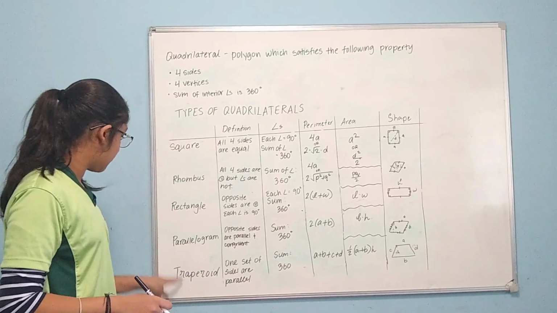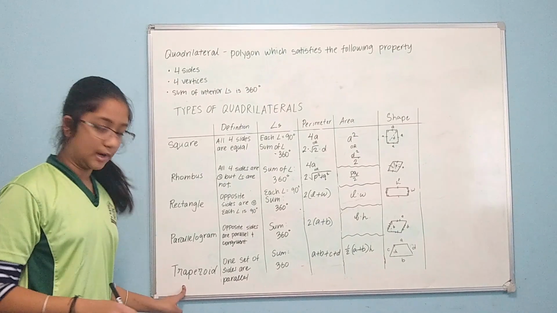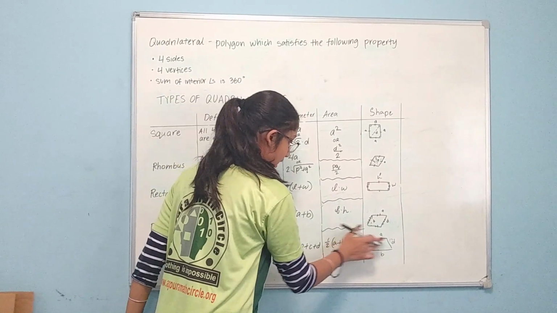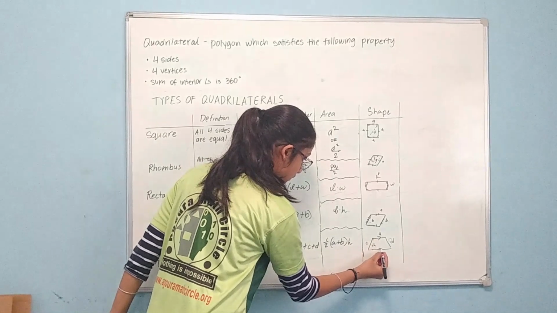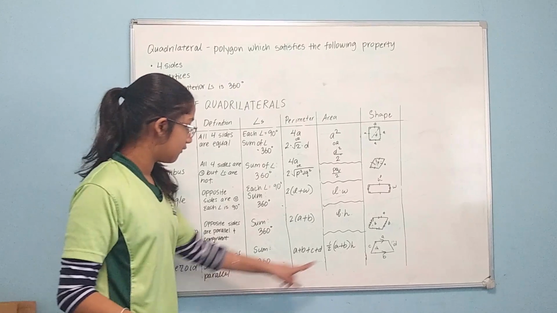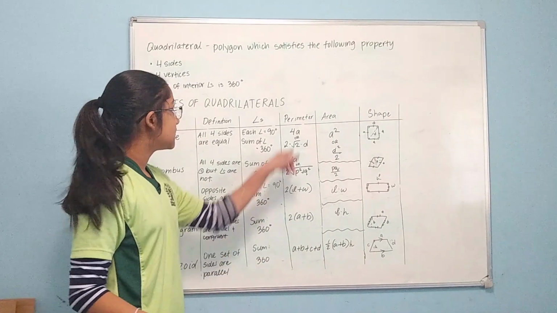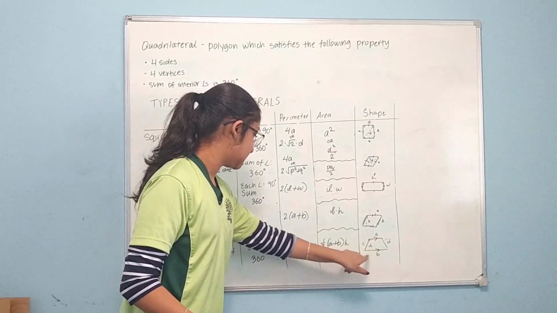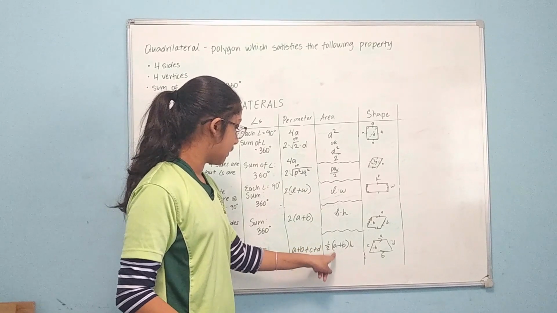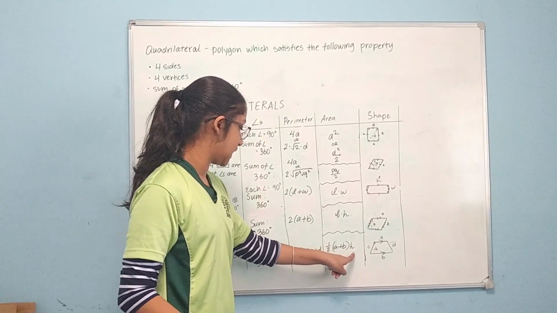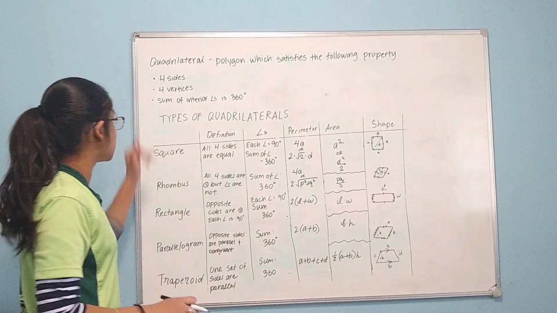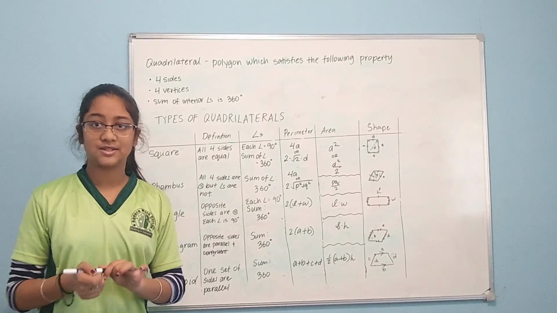So we have a trapezoid, which is the last type of quadrilateral we are going to talk about, and it has one set of sides that are parallel. So it would be A and B, line A and B, that would be parallel in this case. And the sum of all of the interior angles is 360 degrees. To find the perimeter, you just add up all sides, so A plus B plus C plus D. And to find the area, you do half times A plus B times H. And A would be base 1 and B would be base 2. So these are the types of quadrilaterals that we are going to talk about.